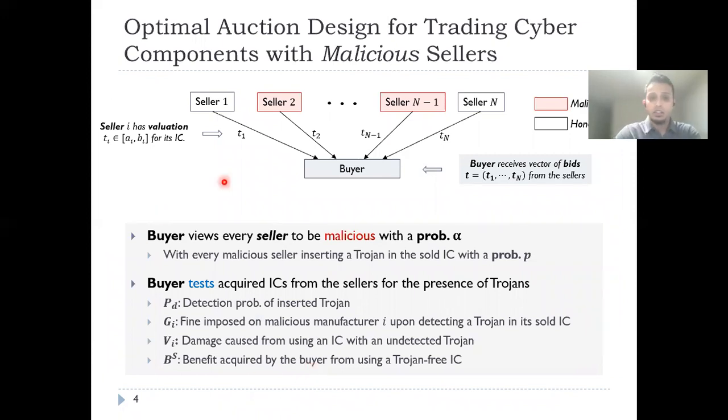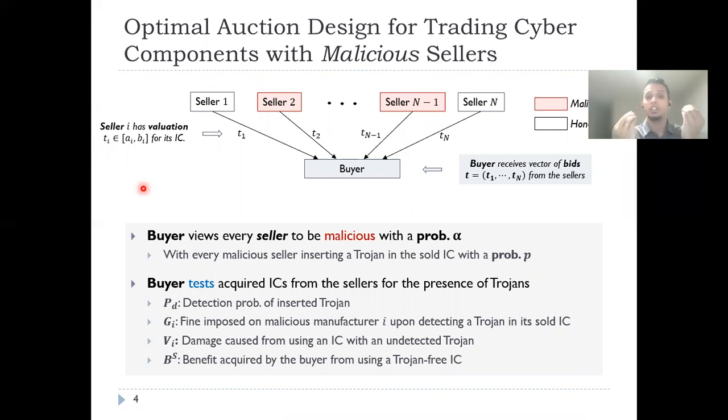Here we can see that there is a set of n sellers: seller 1, seller 2, seller n-1, and seller n. Some of the sellers are malicious in nature. So let's say seller 2 and seller n-1 are malicious in nature. Under such circumstances, each seller provides a valuation t_i, where a_i denotes the lowest possible valuation, and b_i denotes the highest possible valuation.